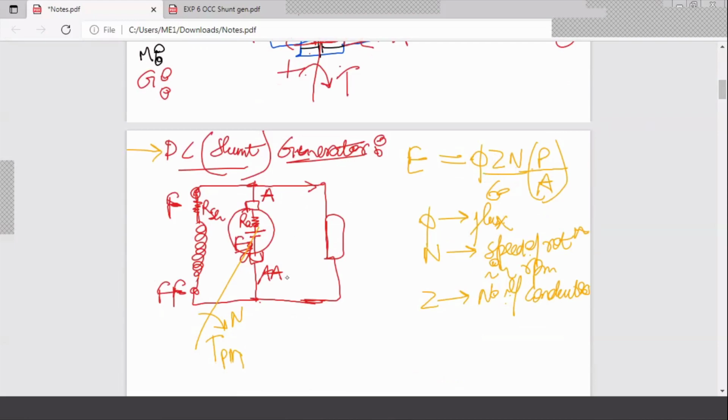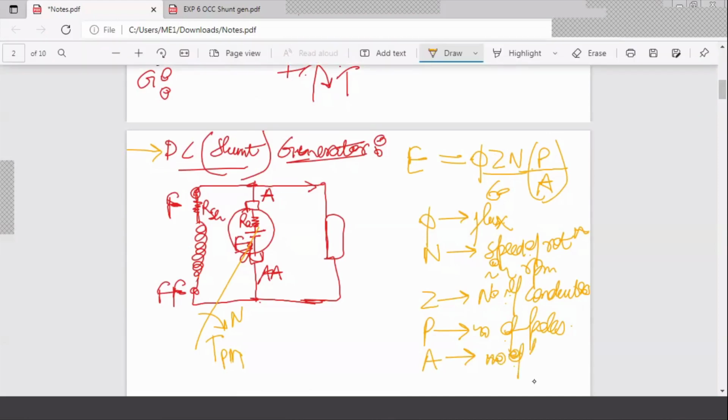What is P? P is the number of poles. And what is A? A is basically the number of parallel paths.